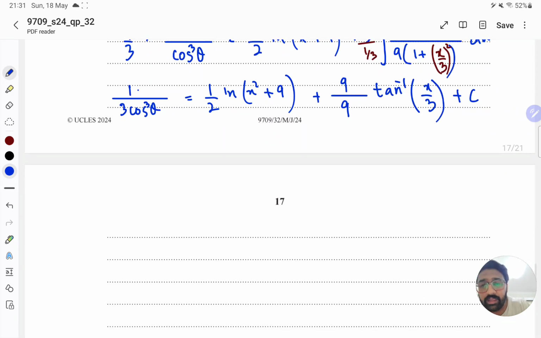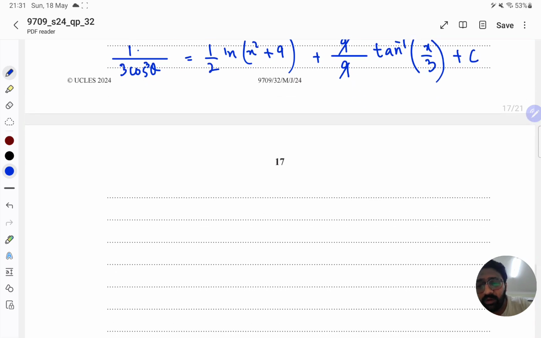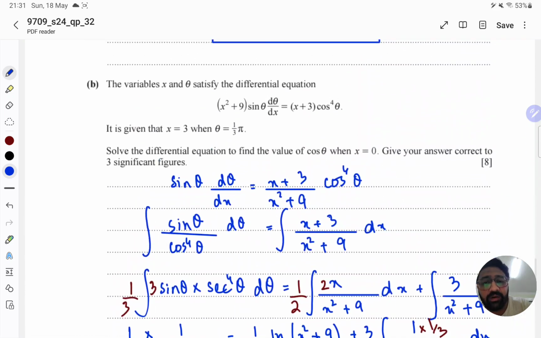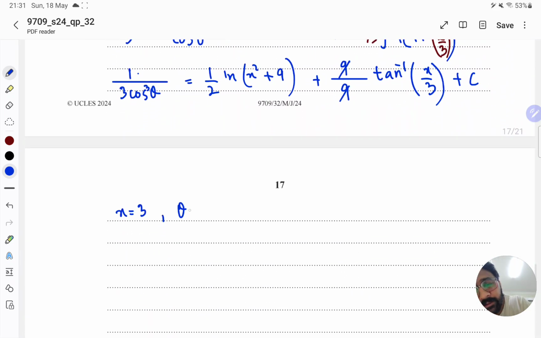So I have to simplify to find the value of C. To find the value of C, there is no further simplification except this 9 and 9, which is going to be 1. So I know that the value of x is 3 and the value of theta is pi by 3. Now simply I have to find the value of C first by substituting these two values in here.